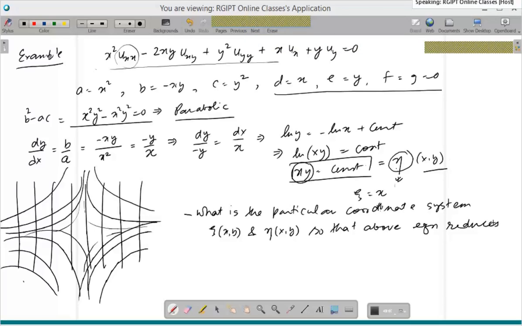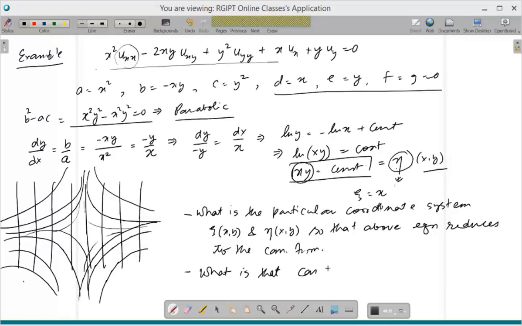Okay, so the question is, so that above equation reduces to canonical form, which is having only second order derivative term survive, or no other derivative term survive. And the second question is, what is that canonical equation? Canonical form of the equation.